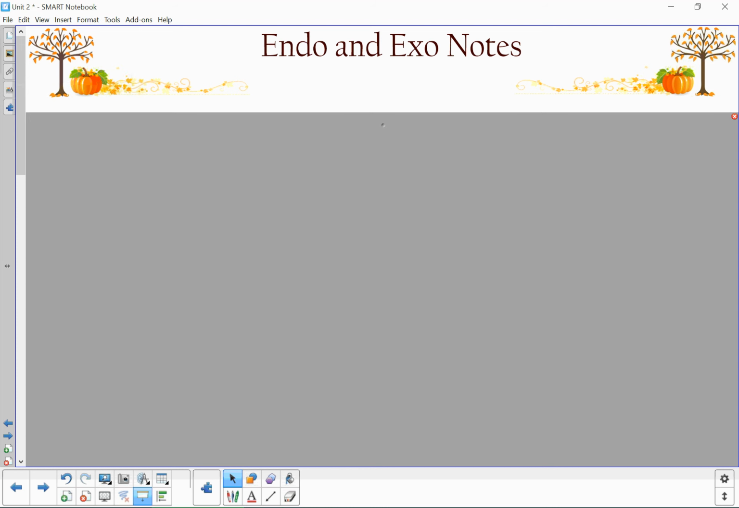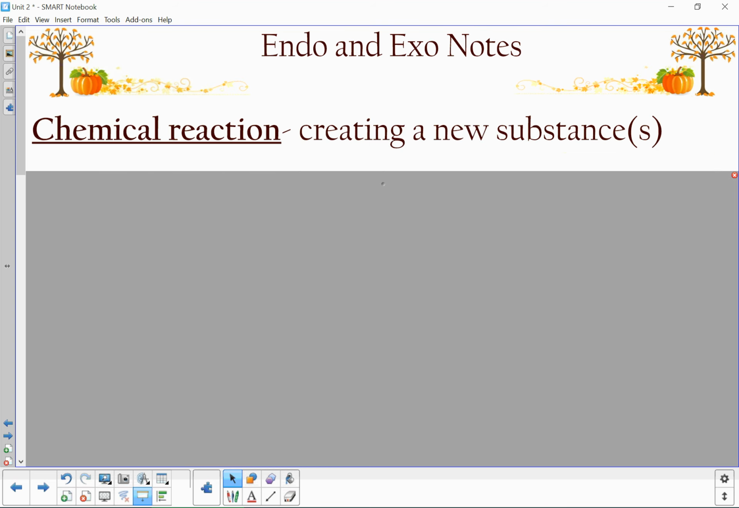So on this page, you're going to learn about the difference between an endothermic chemical reaction and an exothermic chemical reaction. So the first thing to do is just remind you of what a chemical reaction means. A chemical reaction or a chemical change is when you create a new substance or substances.